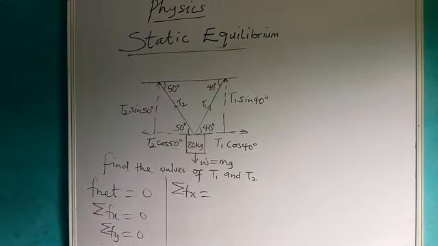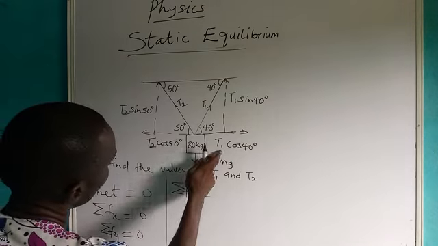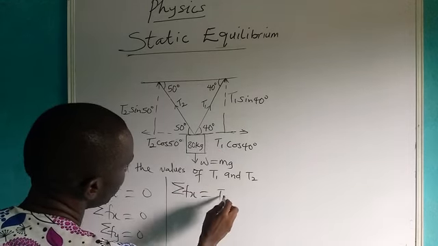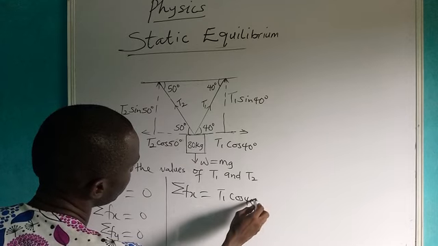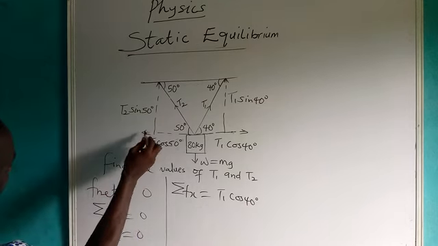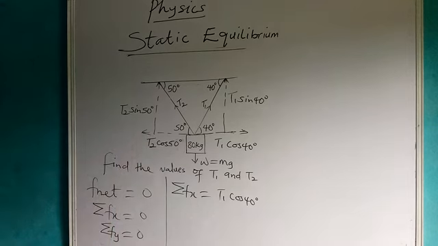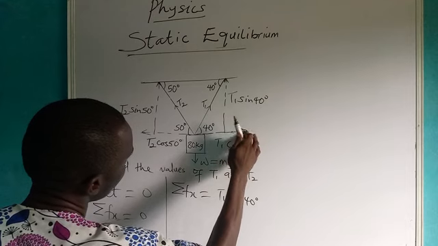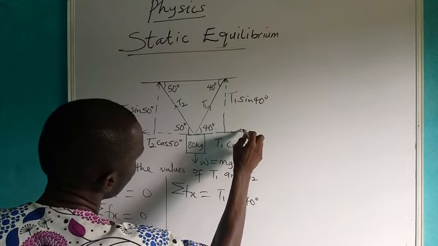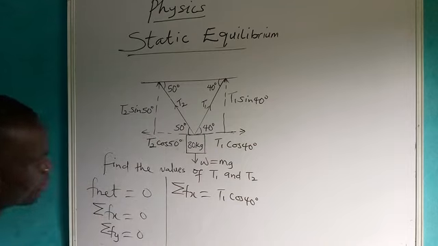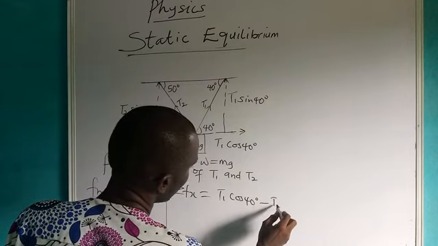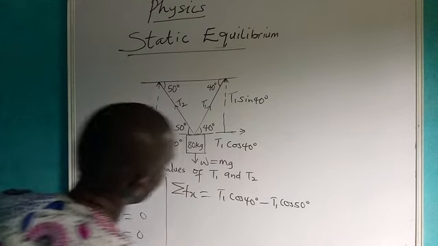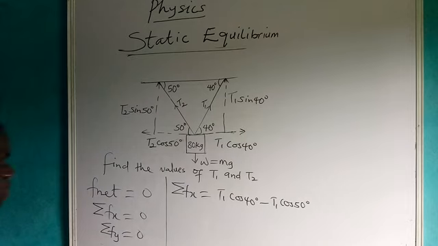Which one is X? This one is X, this one is Y. The first one here, T1 cos 40 degrees, is positive. This one is negative, with the arrowhead pointing to the left, while this one was pointing to the right and was positive. Here is T2 cos 50 degrees. Okay? If we are okay there, we can move on.